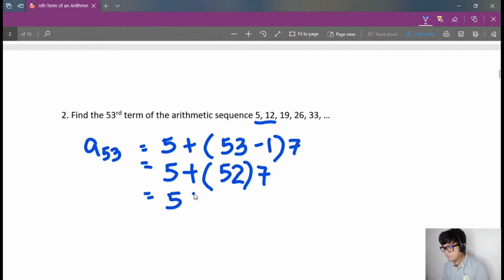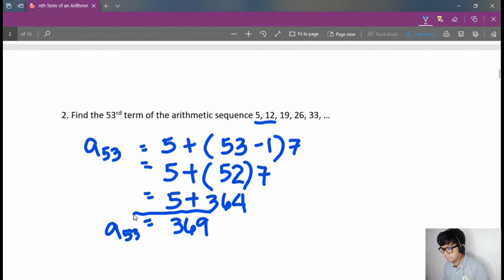So, 5 plus, say, multiply natin. You can use your calculator actually if you have your calculator. 52 times 7. So, that is 364. So, 5 plus 364 is 369. So, our 53rd term is 369.